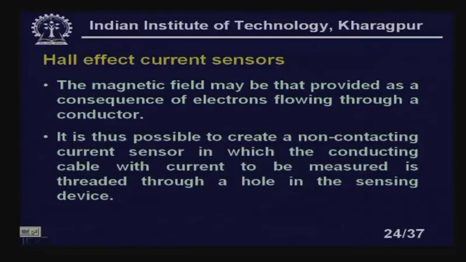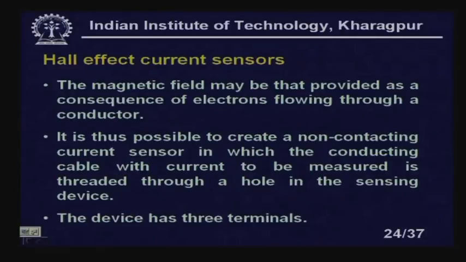It is thus possible to create a non-conducting current sensor, which I told you some time back, in which the conducting cable with the current to be measured is threaded through a hole in the sensing device. Just through a hole in the sensing device. We will show you such a device to make it clearer. The device has 3 terminals.